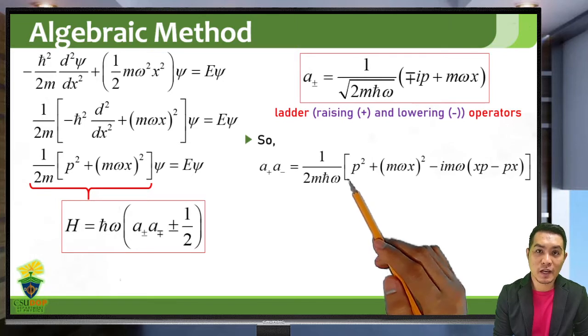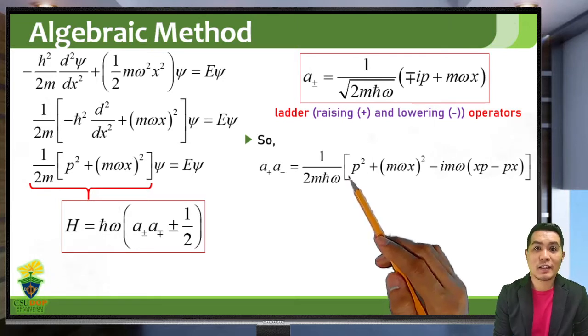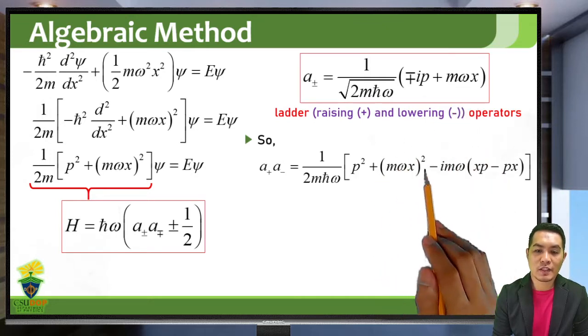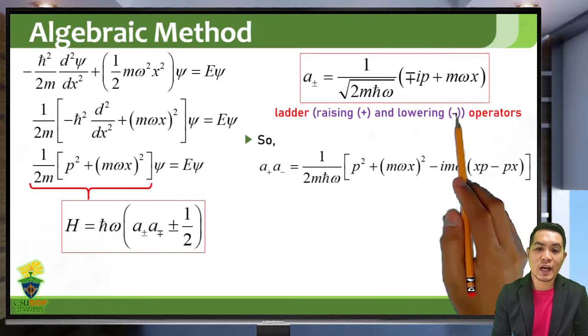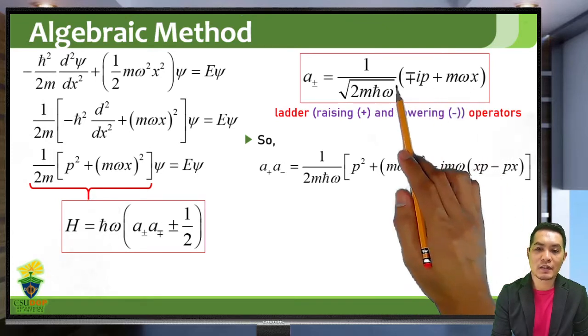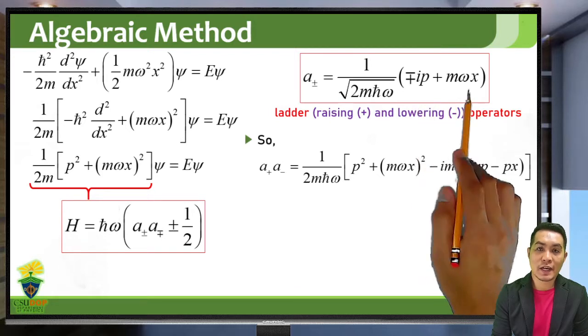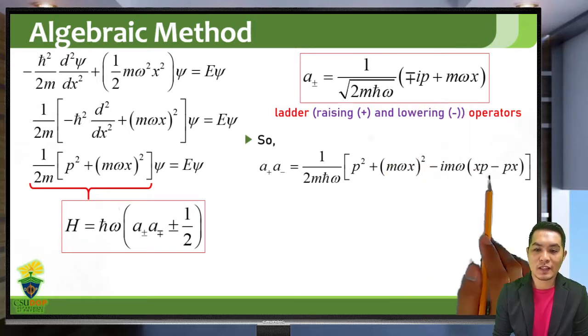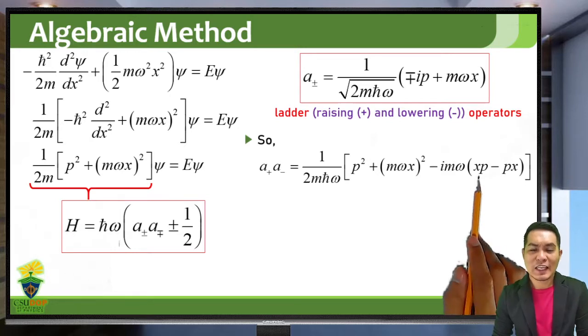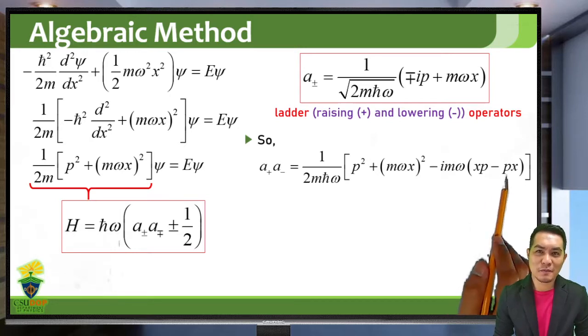Again, negative i times positive i is negative i squared, which is equal to positive 1. And then you have the square of this, so m omega x squared. And then the cross term, so negative i m omega px, and then positive i m omega xp. So we will get this. Now, you may be wondering, why didn't I cancel this out, xp and px?